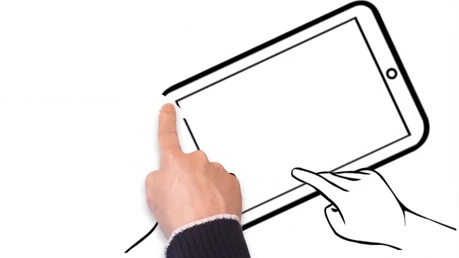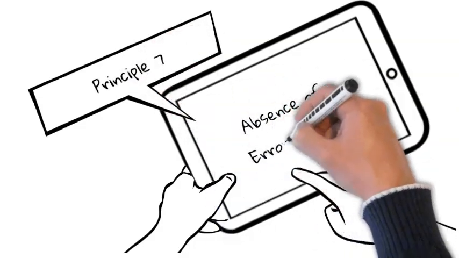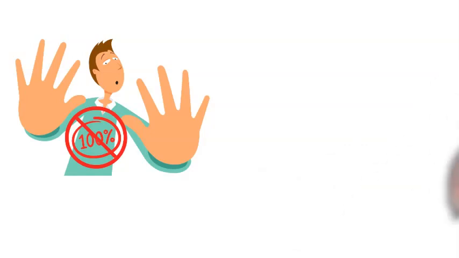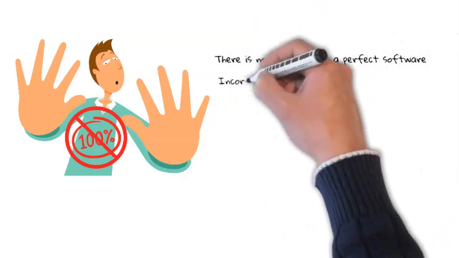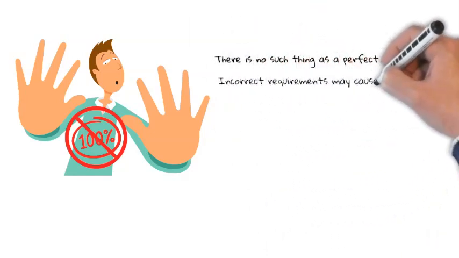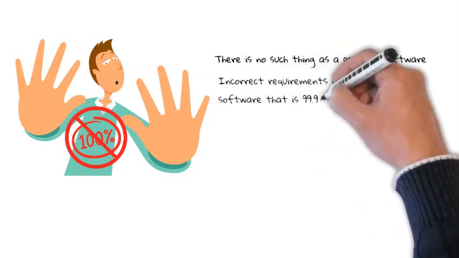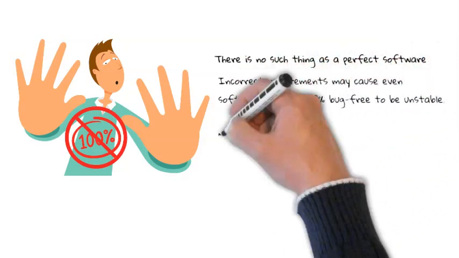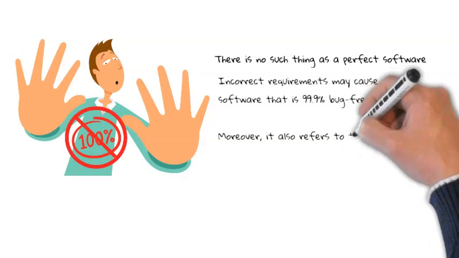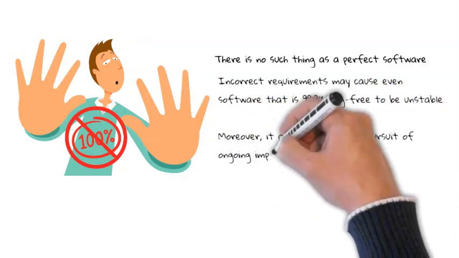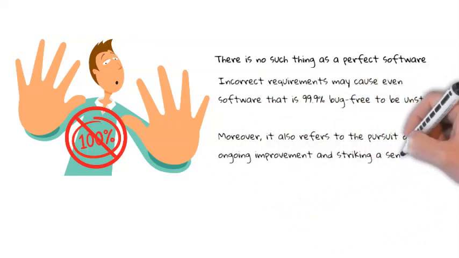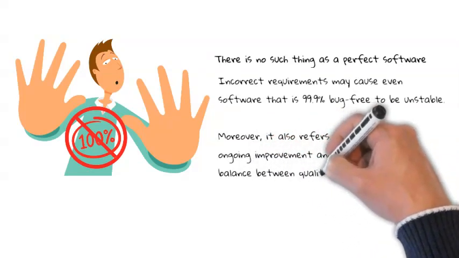The seventh principle is based on absence of error fallacy, merely based on the fact that there is no such concept as the perfect software. Incorrect requirements may cause even 99% bug-free software to be unstable. Moreover, it also refers to the pursuit of ongoing improvement and striking a balance between quality and time to market.